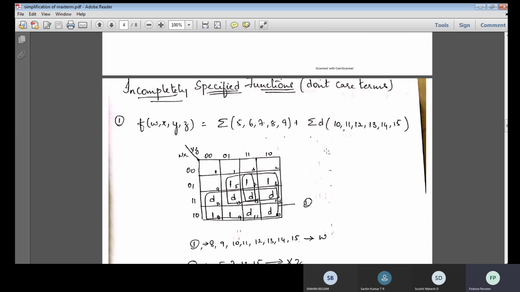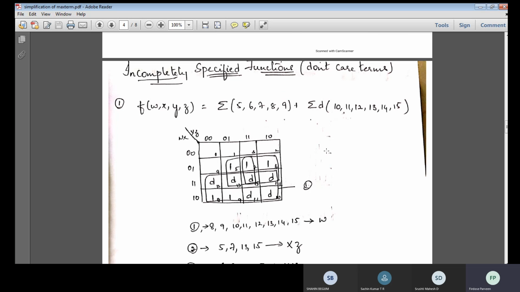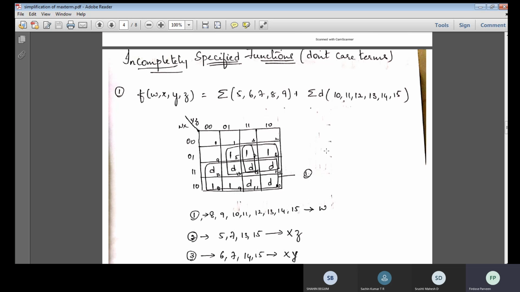So next topic is incompletely specified functions. Incompletely specified functions means you'll be using don't care terms. What we'll be doing with the don't care terms is using them to group with ones, so that we get maximum cell grouping. And one more thing you have to remember is that you cannot group only don't care terms.